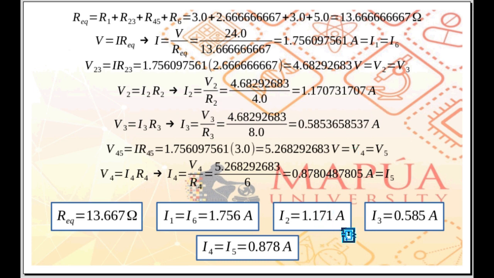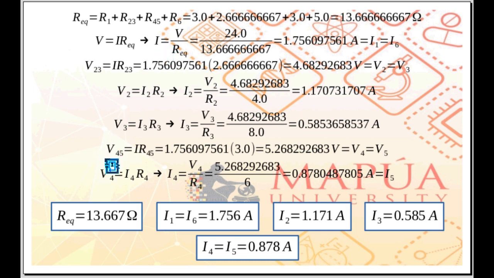I2 is 1.171 amperes. Similarly, for voltage V3, V3 is equal to I3R3. Isolating I3, I3 is V3 over R3. We know V3. We know R3. We are able to determine I3. I3 is equal to 0.585 amperes.